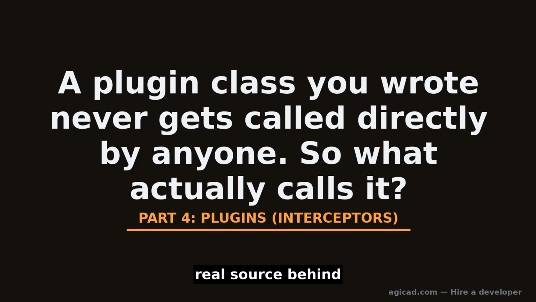Today we open the real source behind the interceptor trait every generated interceptor class uses, and the plugin list class that actually decides which plugin runs when, and trace exactly how a plugin declared in XML turns into a method call in the middle of your request.